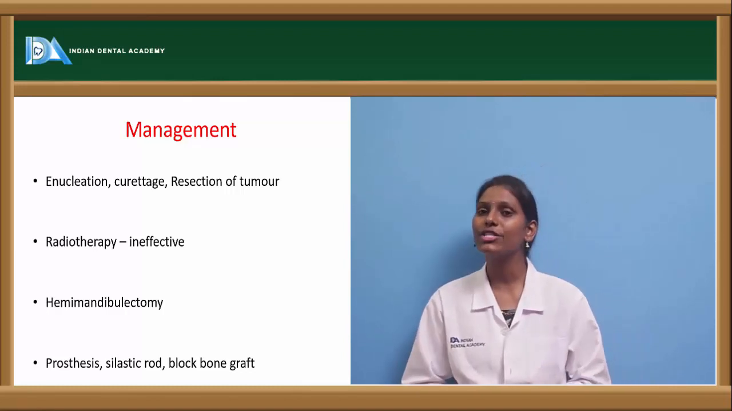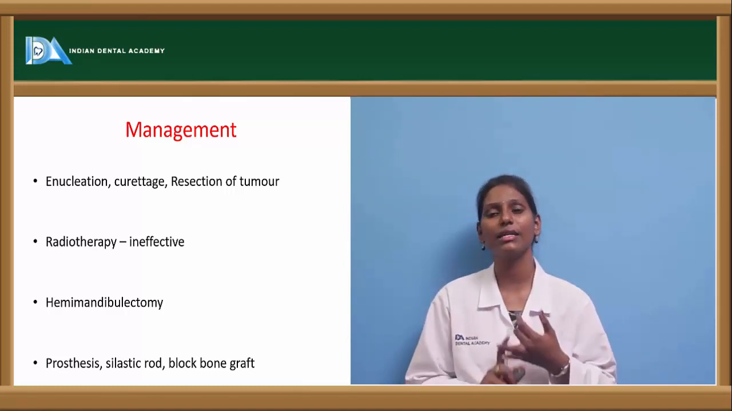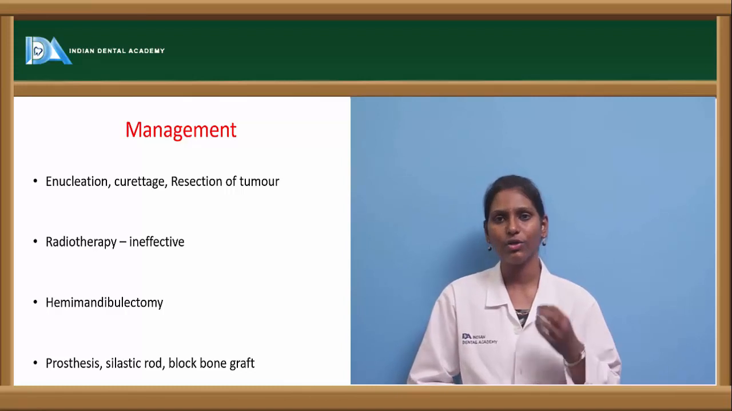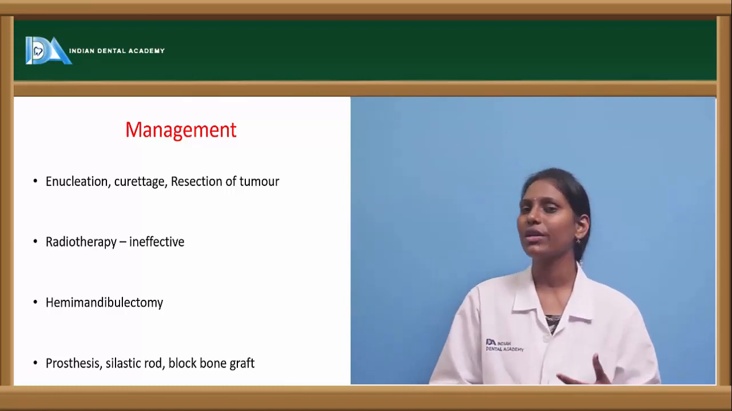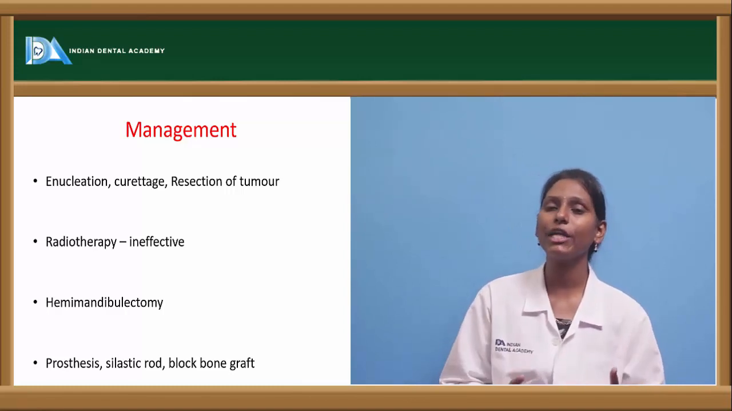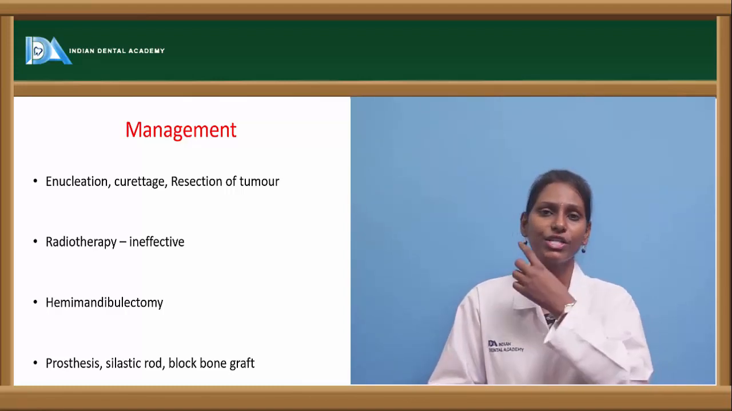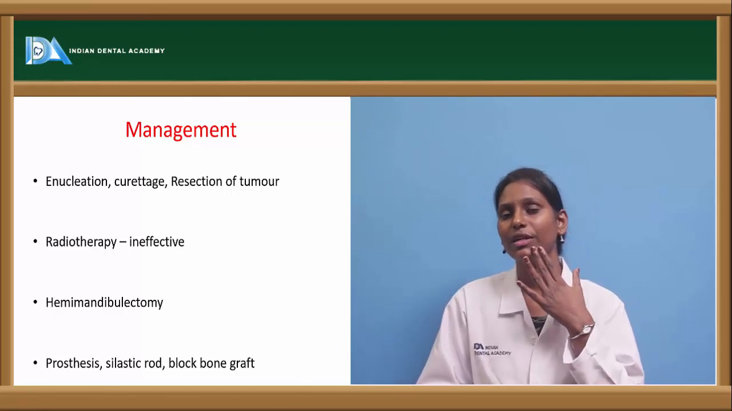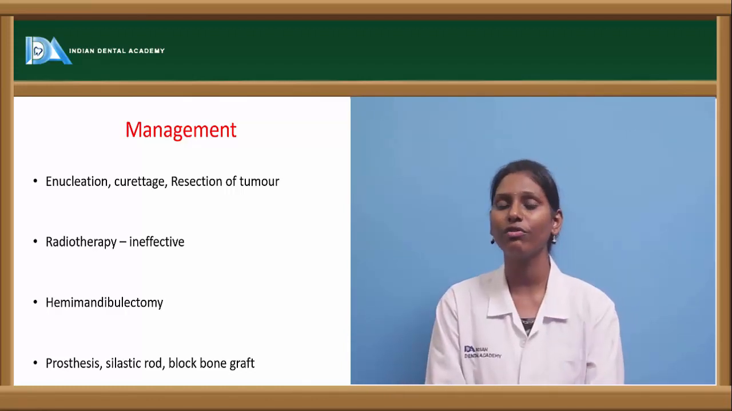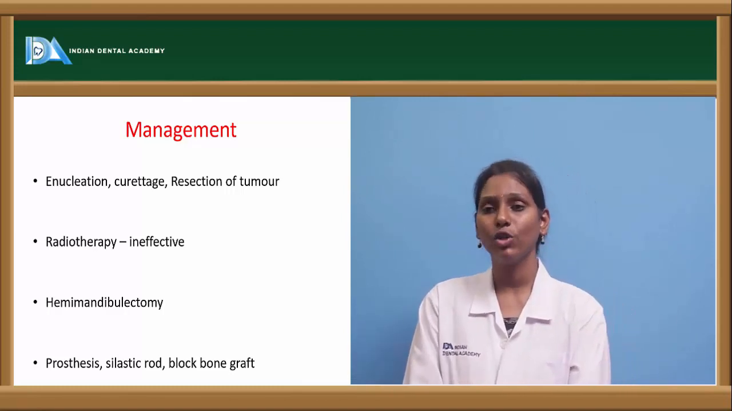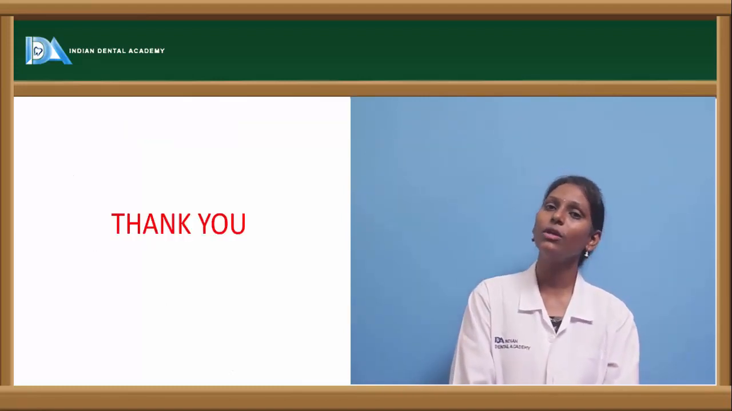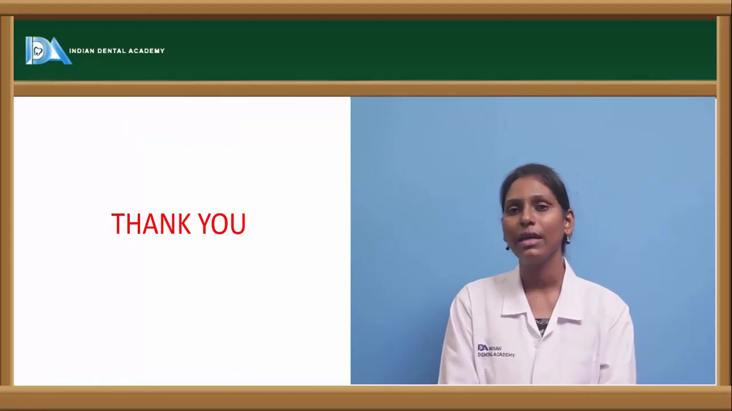So how do we manage? Enucleation, curettage and resection of the tumor are the treatment of choice. Radiotherapy is very ineffective; it does not respond to radiotherapy. Hemimandibulectomy may be required if the lesion is extending up to the symphysis or crossing the midline region. Whenever hemimandibulectomy is done, we go with prosthesis, Kirschner rods or block bone graft. So this is about ameloblastoma.